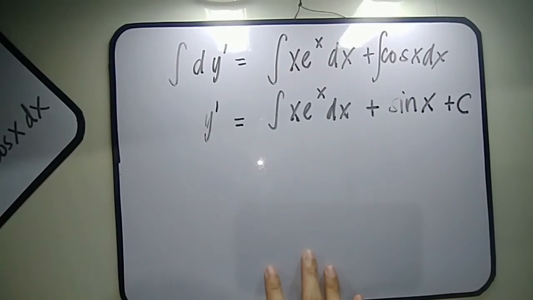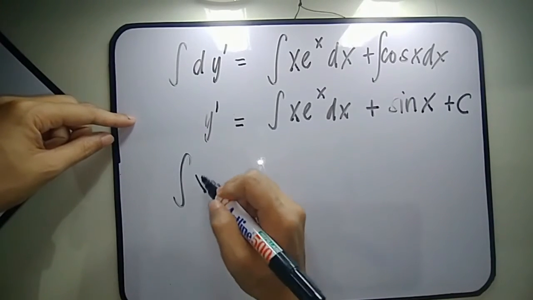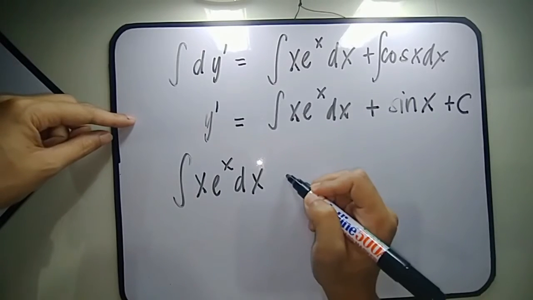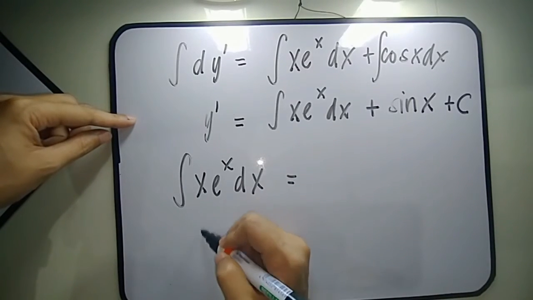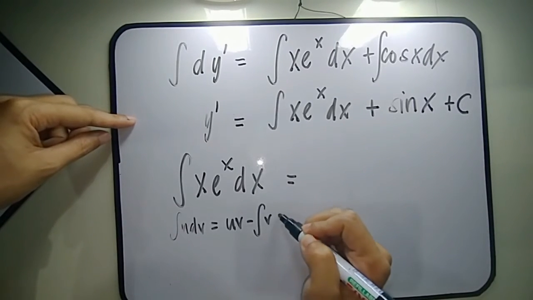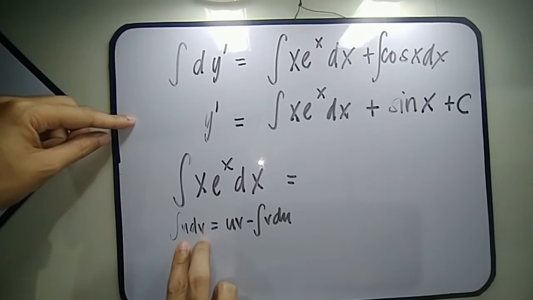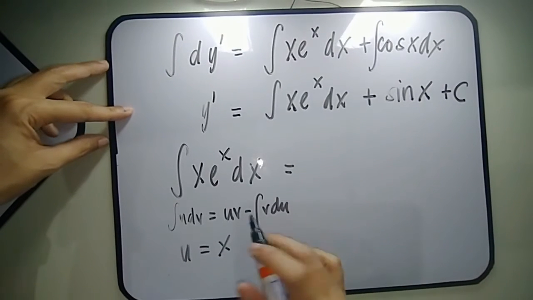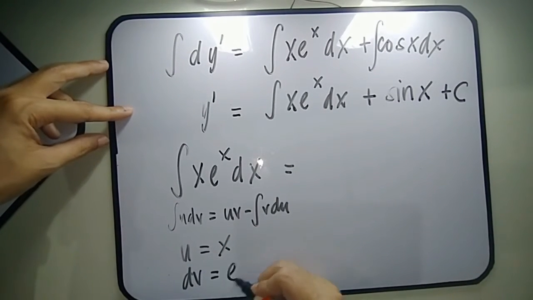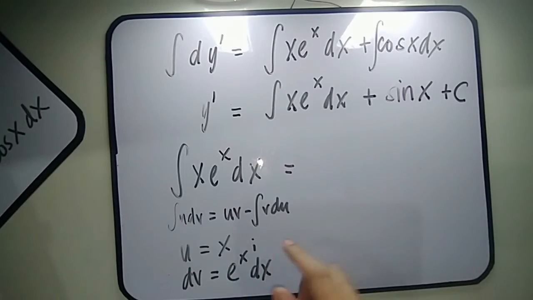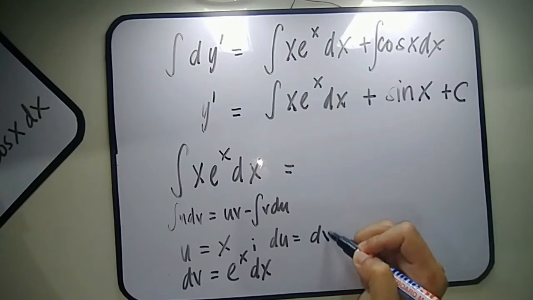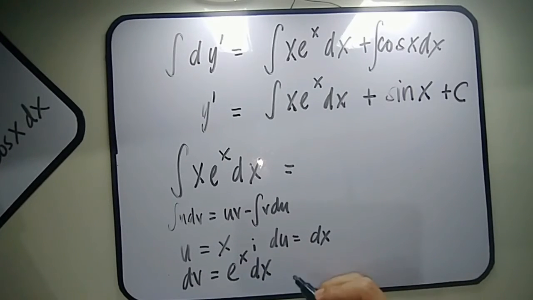Then we integrate this using integration by parts. So the integral of x e raised to x dx is equal to, with the formula integral of u dv equals uv minus integral of v du. Basically, our u here is x. So u is x, and dv, the differential of v, equals e raised to x dx. From here, we can say that the derivative of u equals dx. Then if we integrate this, v equals e raised to x. We don't put a c here.